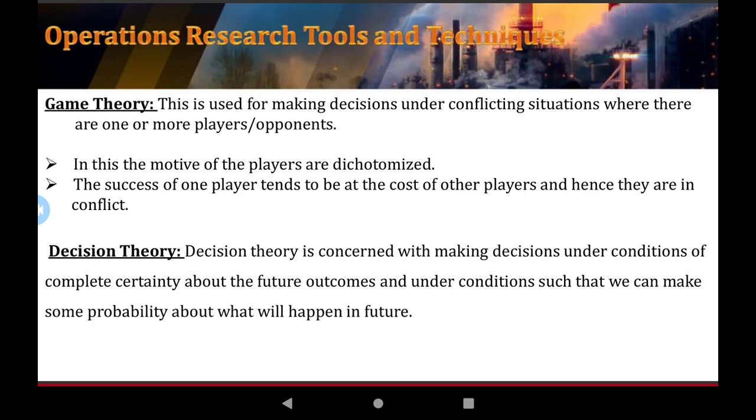Operation research tools and techniques, and game theory. Game theory provides some formulas and steps used for making decisions. Game theory provides support for decisions taken by managers according to the project, and related to the project. According to the project, we should know how to make decisions.